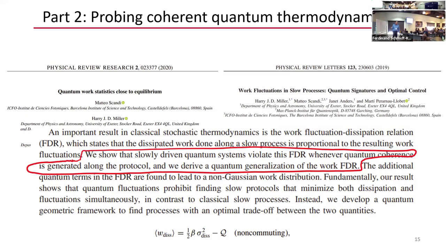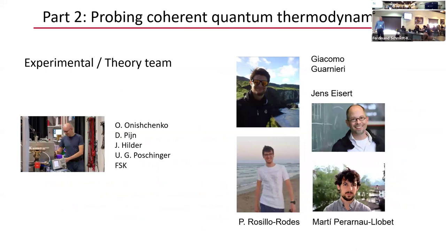And that's what they claim. They show theoretically that a slowly driven quantum system violates the conventional, the classical fluctuation dissipation relation whenever quantum coherence is generated along the protocol. And that is when you have a non-commuting protocol. And then they calculate what this quantum addition to the classical fluctuation dissipation relation is. So we formed this team here with friends from Trier, Jens Eisert, and of course Giacomo was super important. I think he was the most important here, and Martin. And this is the experimental part.